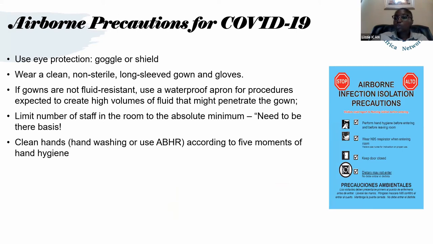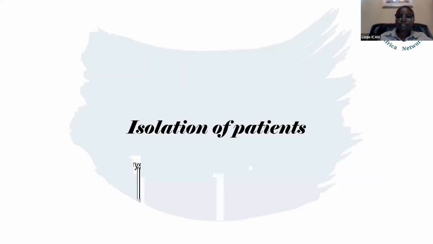And then what is also important is you have to limit the number of staff in the room to the absolute minimum. That is, you only allow those that need to be there. And then you have to clean your hands either through hand washing or using an alcohol-based hand rub according to the 5 moments of hand hygiene. We move on to the isolation of patients.